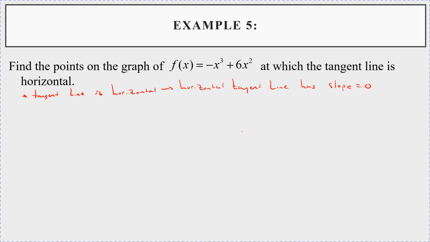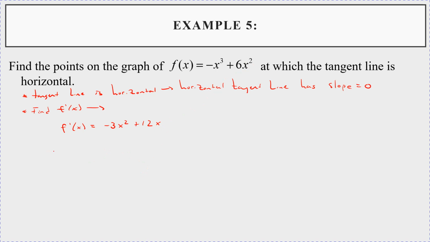Okay, so remember, what does the derivative give us? The derivative gives us the slope of the tangent line. So let's find the derivative, f prime of x. To find the derivative, I'm just going to use the power rule here. Bring the 3 down, so minus 3x squared. Plus, bring the 2 down, so 2 times 6 gets me plus 12, and then I have an x here.